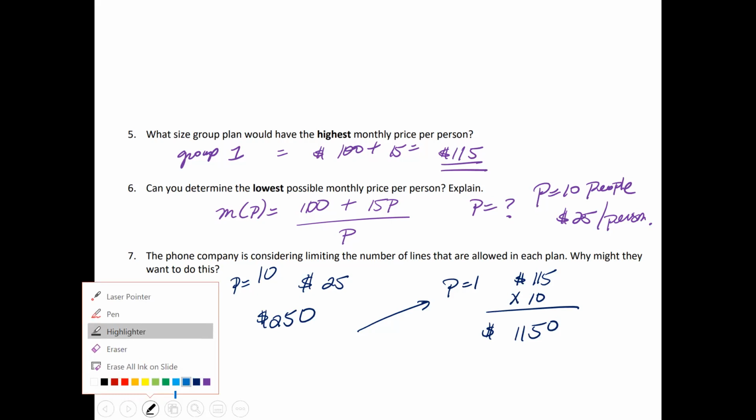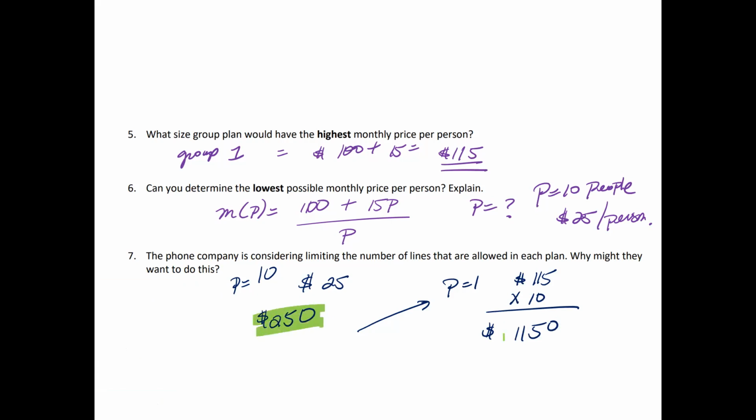Whereas if they can charge $115 for 10 people, they will charge you $1,150. And this is why the cell phone company is getting ridiculously rich. It's because they want you to have a smaller group of people. They could charge you $1,000 for 10 people versus $250 for 10 people.